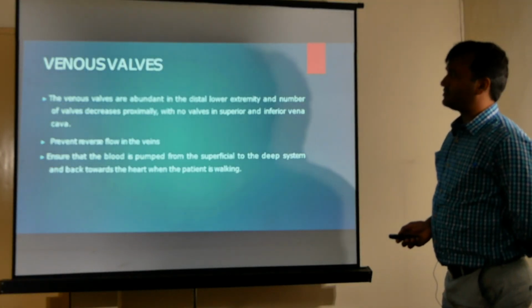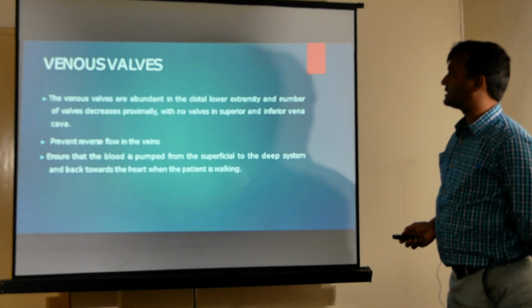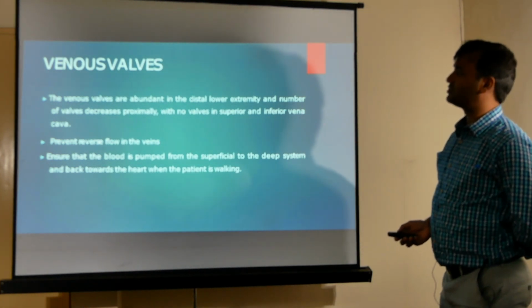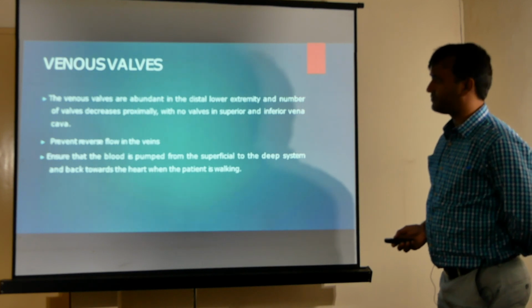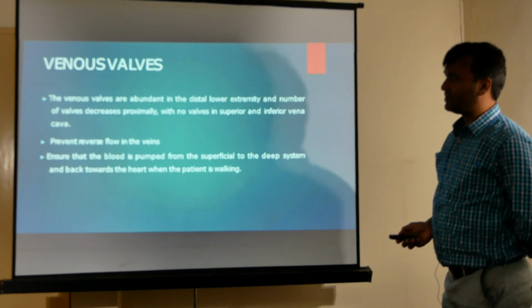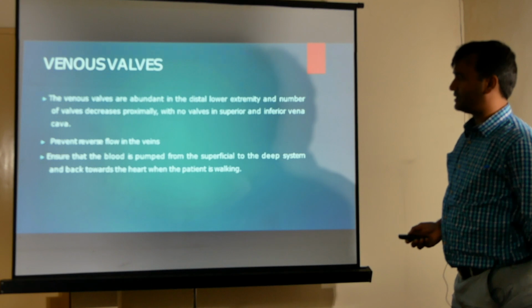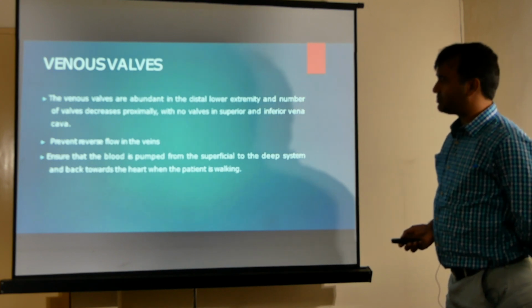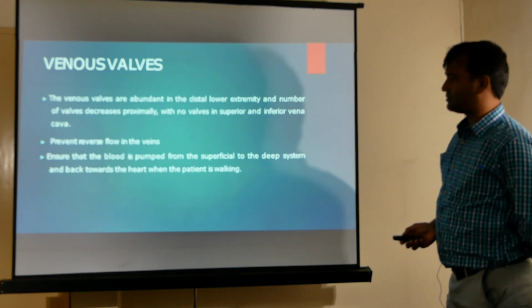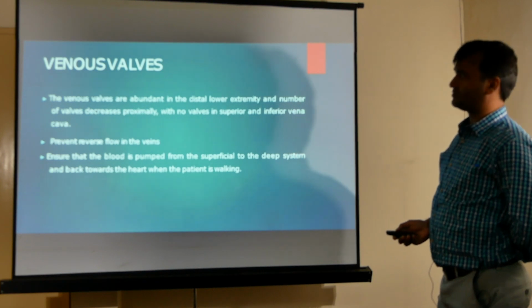The venous valves. Venous valves are abundant in the distal lower extremity, and the number of valves decreases proximally, with no valves in the superficial inferior vena cava. These valves prevent reversal of flow in the vein and ensure that the blood is pumped from the superficial to the deep venous system and back toward the heart when the patient is walking.